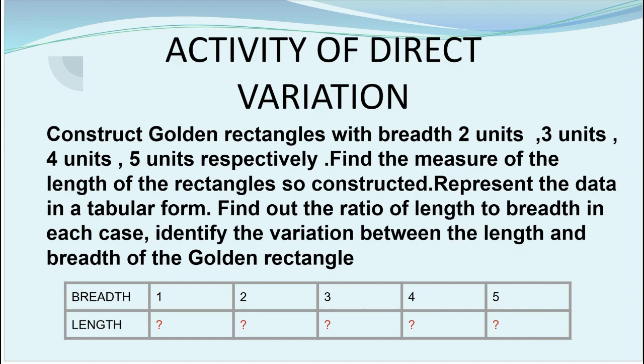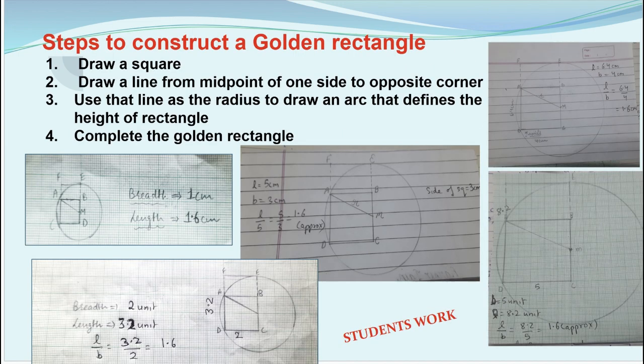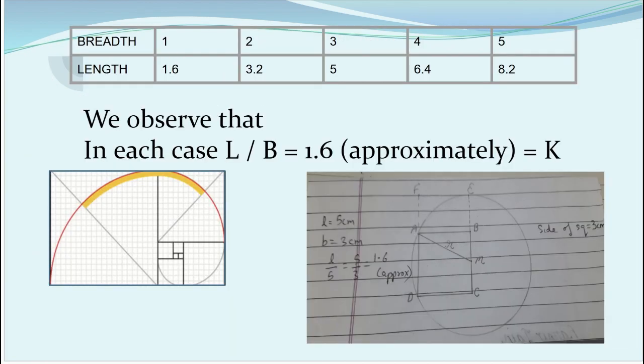We can construct a rectangle with breadth as 1 unit, 2 units, 3 units, 4 units and 5 units, and correspondingly we'll find out the length by constructing the golden rectangle using these steps. And after constructing the rectangle, completing the golden rectangle, we'll find out every time the ratio of length to breadth will be 1.6, a constant.